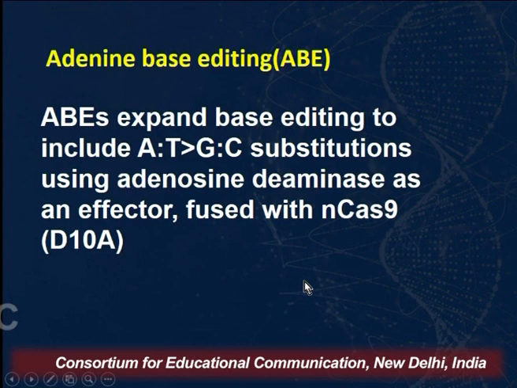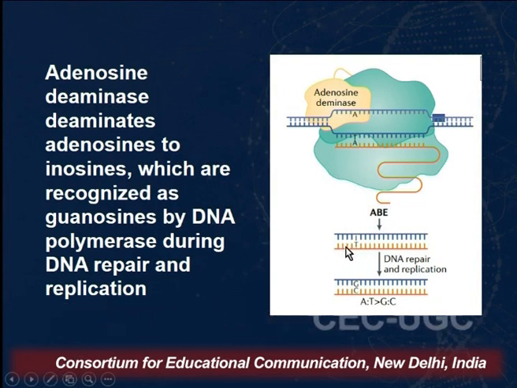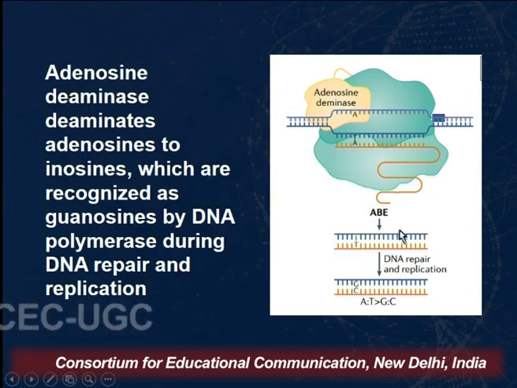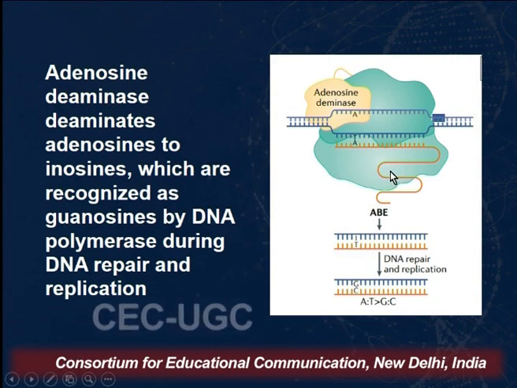So, please remember these terminologies as well, and the symbols, that this Cas9 is a nickase Cas9, where there is a mutation at position 10, where the D is converted into A amino acid, and therefore it loses its property to create double stranded breaks in the target DNA. Now, adenosine deaminase deaminates the adenosines to inosines. In the first step, they deaminate the adenosines to inosines, which are then recognized as guanosines by the DNA polymerase during DNA repair and replication. So the A will be converted into I, and then that I will be recognized during the replication for complementary base pairing.